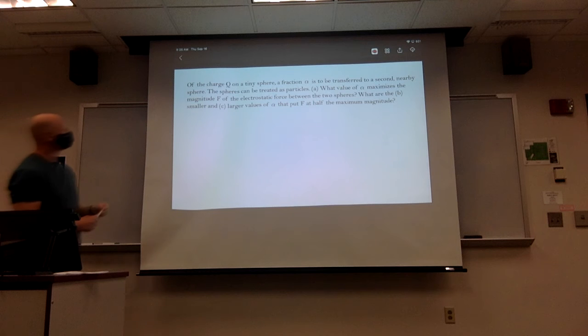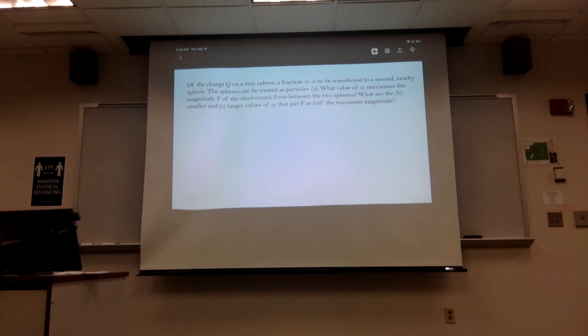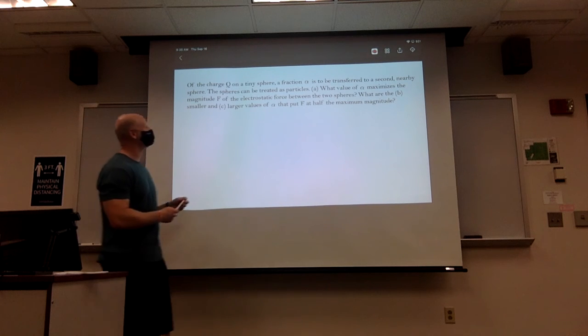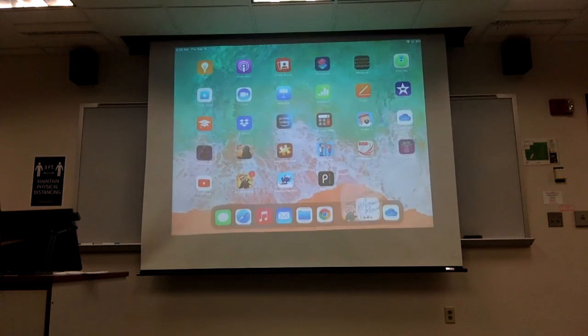So this says we have a charge Q on a sphere, and a fraction of that charge, let's call that alpha, is going to be transferred to a second sphere, which is nearby. Okay. So let's draw the picture and explain what's happening.